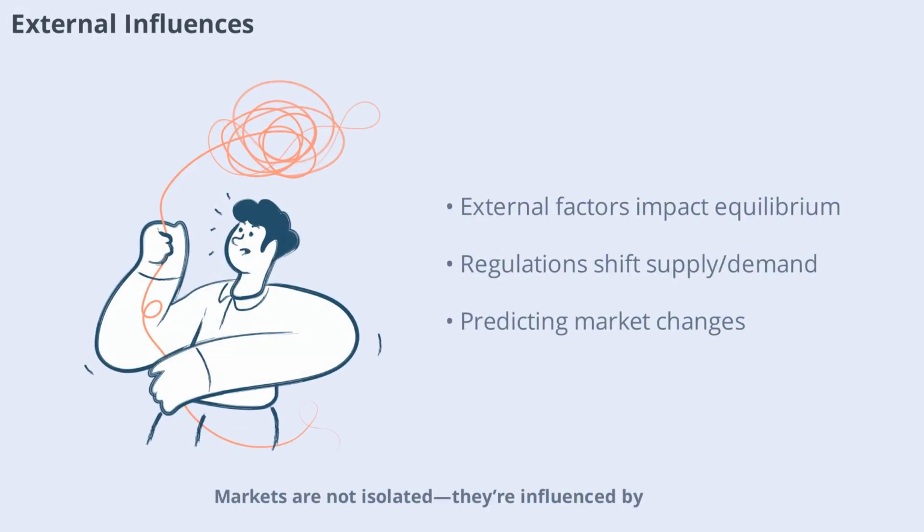Markets are not isolated. They're influenced by external factors such as government policies, technological advances, and global events. For example, a new regulation might restrict supply, shifting the equilibrium price upward. Technological innovation can increase supply or demand, altering the balance. By understanding these influences, we can better predict how equilibrium changes and why markets sometimes experience volatility.